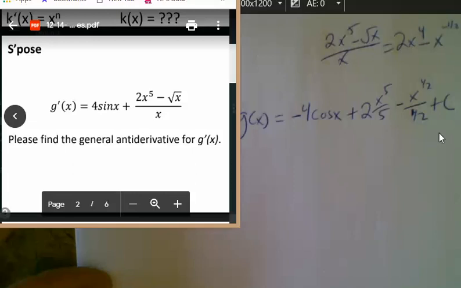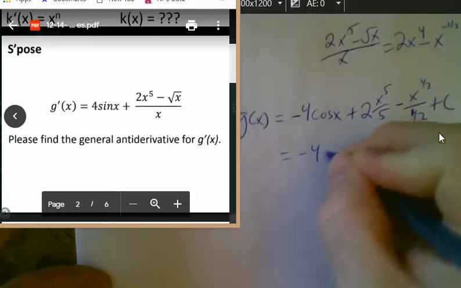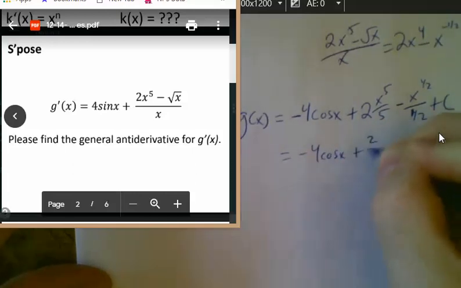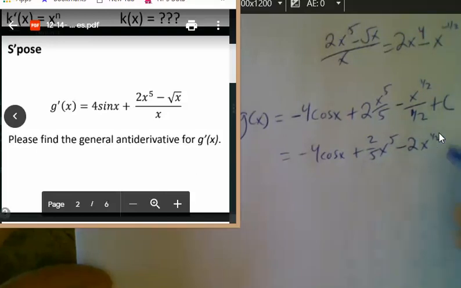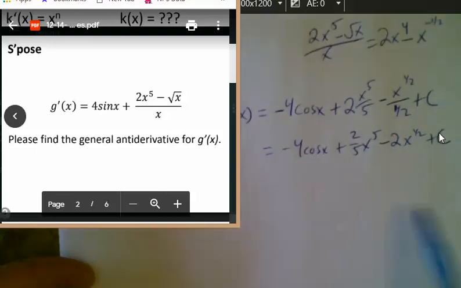All right? And obviously we can clean that up a little bit. There's not much to do here. You could write it as 2/5 x to the 5th minus 2x to the 1/2. Maybe that's even written as square root of x. It's the same thing. And then, if this was a book problem, it would probably look something like this.